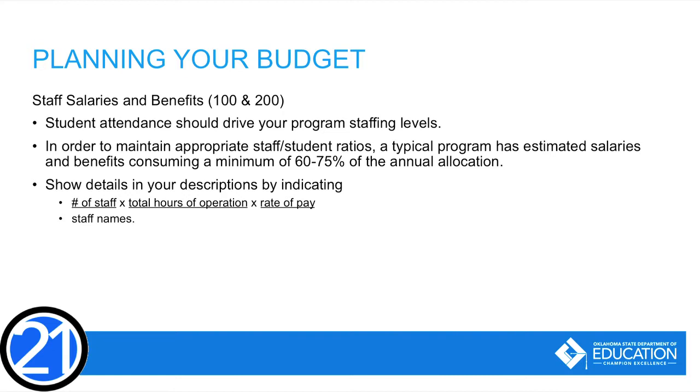In the description boxes of all 100s, be very descriptive of all of the staff salaries needed and include the names of the personnel if known. These descriptions should be documented with a simple formula showing the number of staff multiplied by the total hours needed to be worked, multiplied by the hourly rate of pay. This detail should be included for certified and non-certified employees who are instructors, custodians, bus drivers, or administrators.